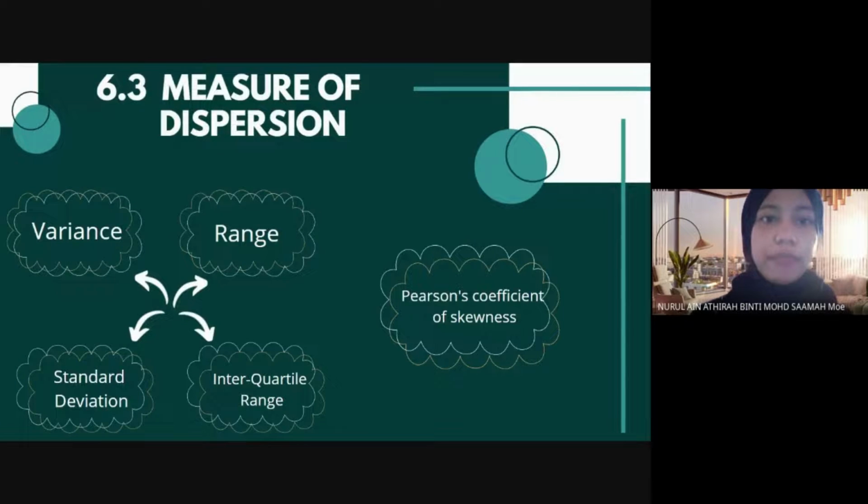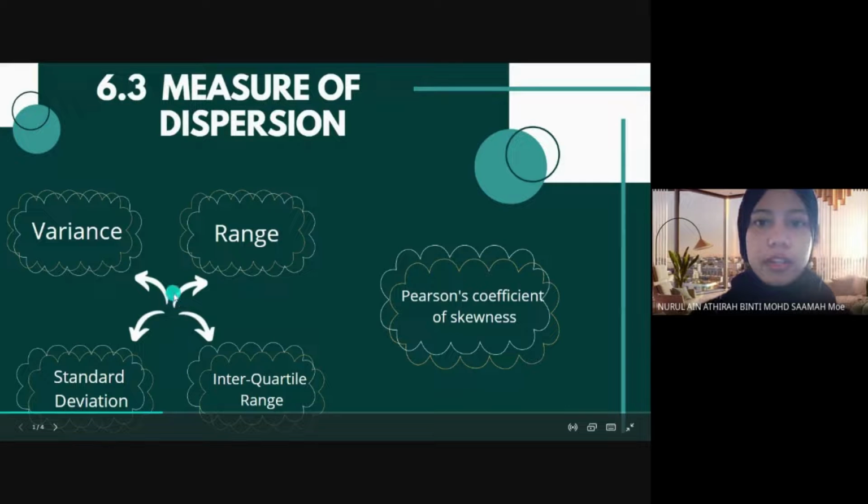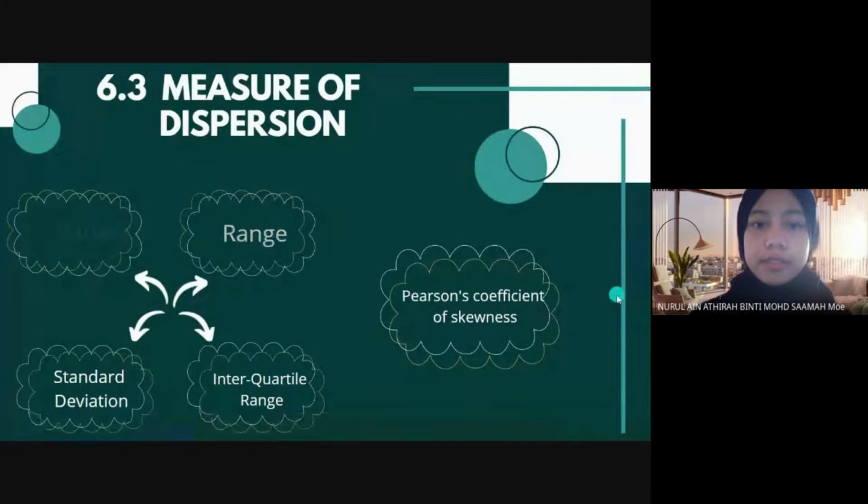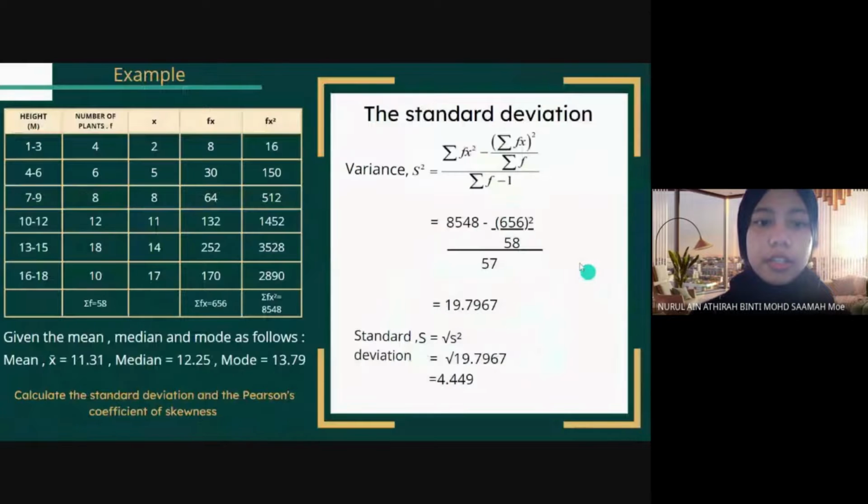The last part in chapter 6 is 6.3, measure of dispersion. There are 4 common measures of dispersion: variance, range, standard deviation, and interquartile range. Here we're going to focus on variance, standard deviation, and also Pearson's coefficient of skewness. So let's see the example.